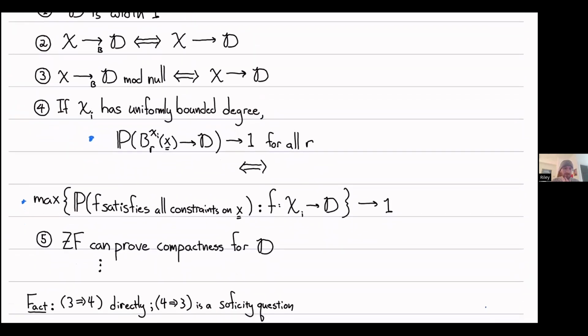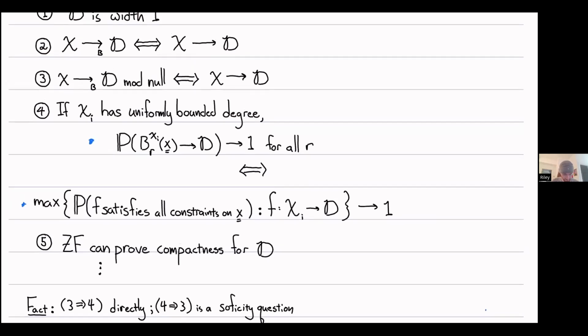And maybe one interesting fact is that this implication from 3 to 4 is automatic. This follows from some nice results about graph limits, and the reverse implication amounts to a kind of soficity question. Don't want to go too much into detail.